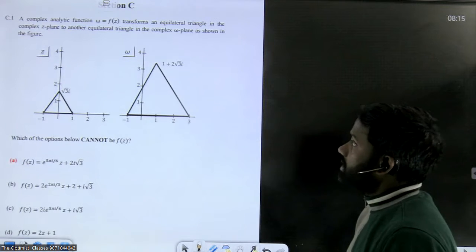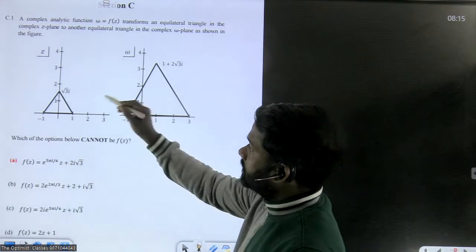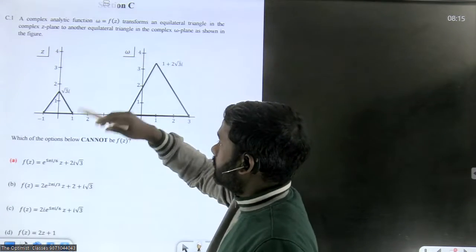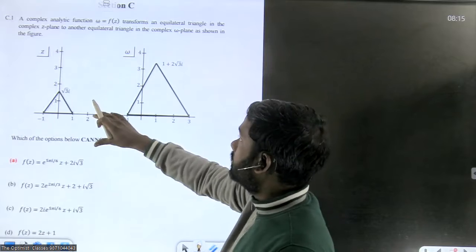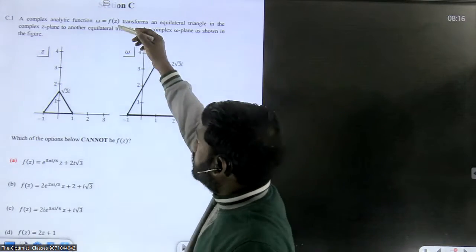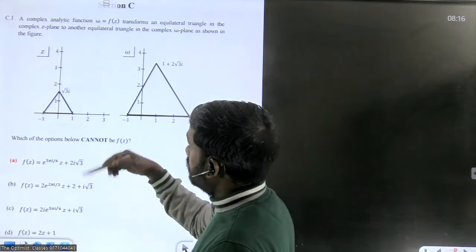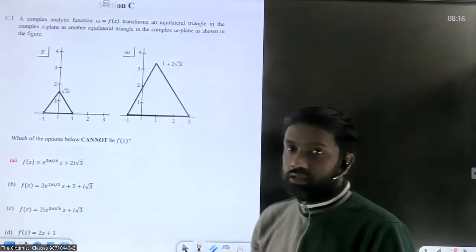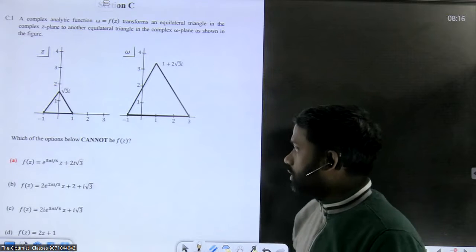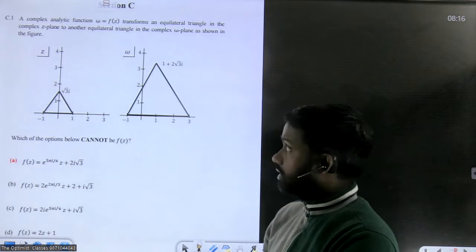Okay. See, this question is related to mapping from Z plane to omega plane. It says some function f of z is mapping this triangle in Z plane into another triangle in omega plane. So the question is which of the following cannot be function f(z). Okay. So here obviously there are various possibilities for f(z). So there is no need to find f(z).